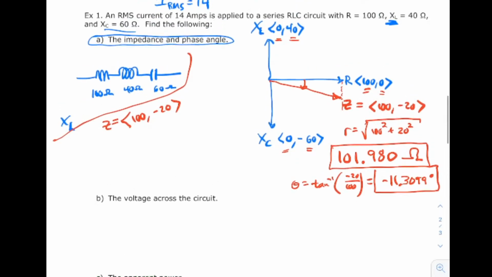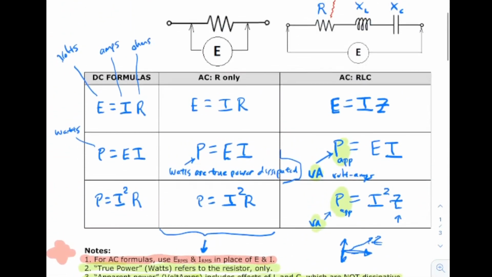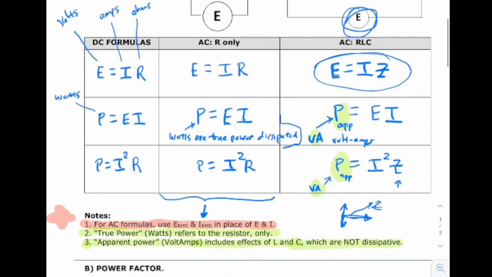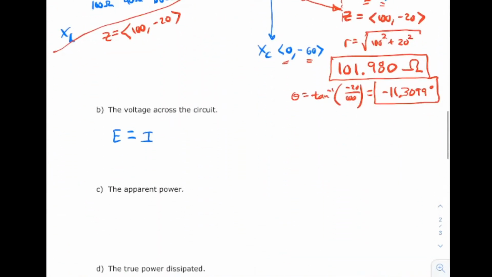Now, what you could do is go back and refer to our table. We need the voltage across the circuit. I'm thinking we need it in blue, actually. So coming back up to page 1 in that table, we've got one of these kinds of circuits, an RLC circuit. We want the voltage. Well, here's one way to get the voltage. E equals I times Z. So I come back down to here and I say, yeah, it's my formula. E equals I times Z.